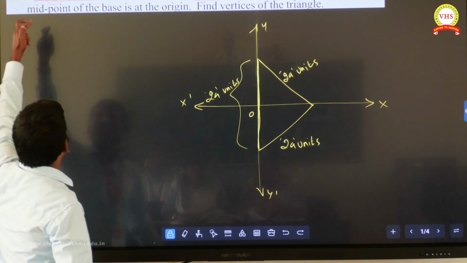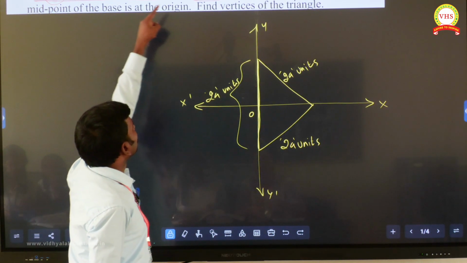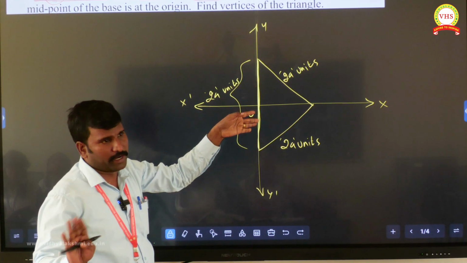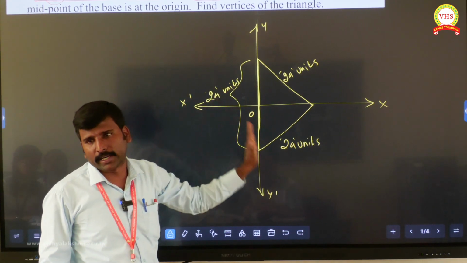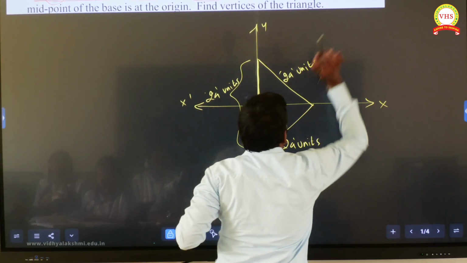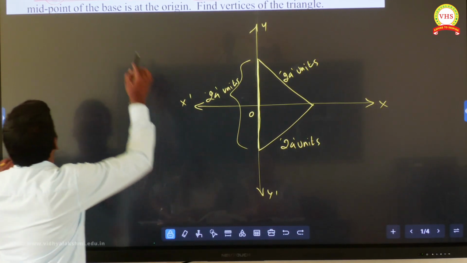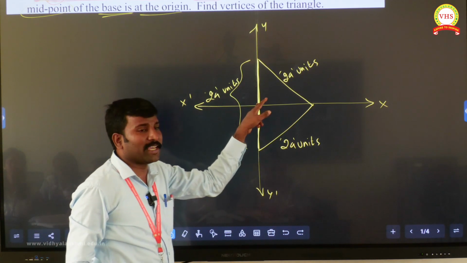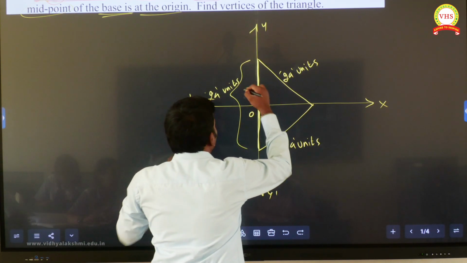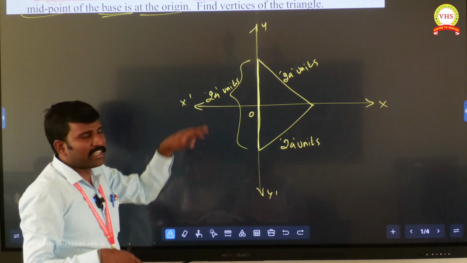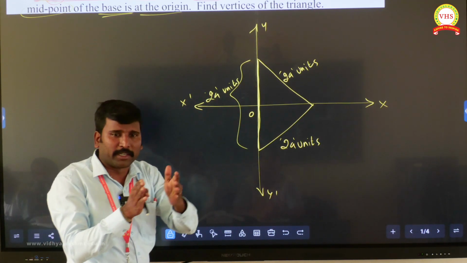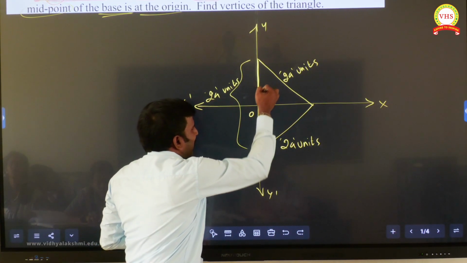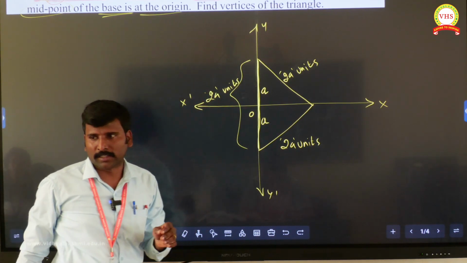Listen carefully. The base of the equilateral triangle of side 2A lies along the y-axis. Base lies on the y-axis. That is the meaning. It means we have to put the base on the y-axis. Such that the midpoint of the base is at the origin. Midpoint of the base at the origin means we have to divide it into 2 equal parts. So it will be A here and this is also A. Then A plus A you will be getting 2A. That is the concept.